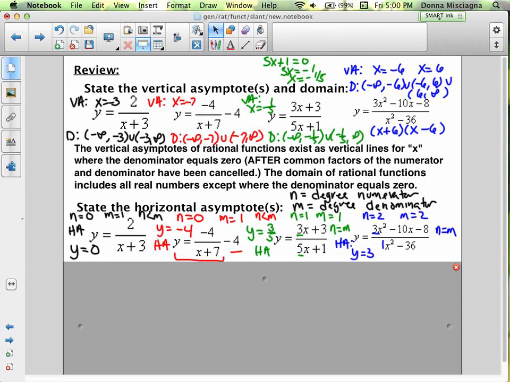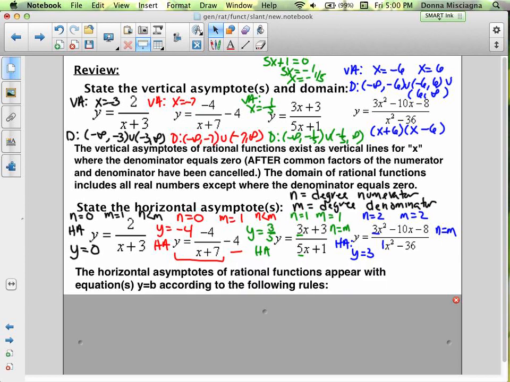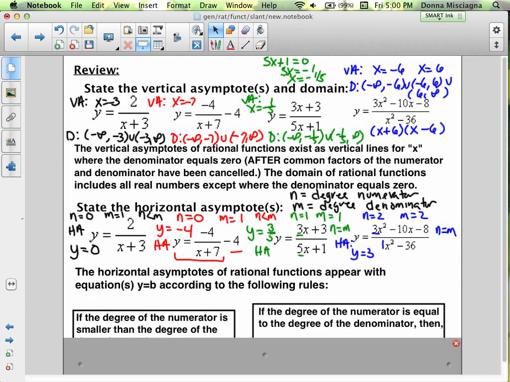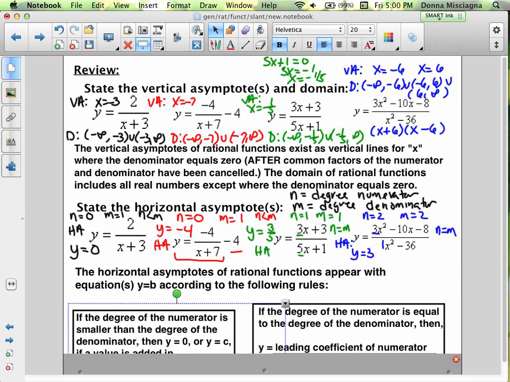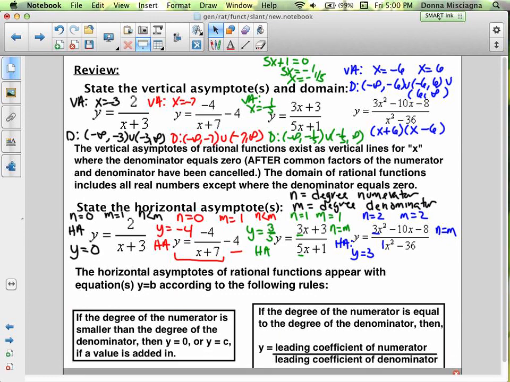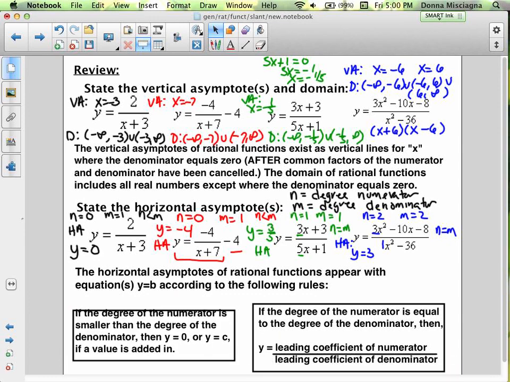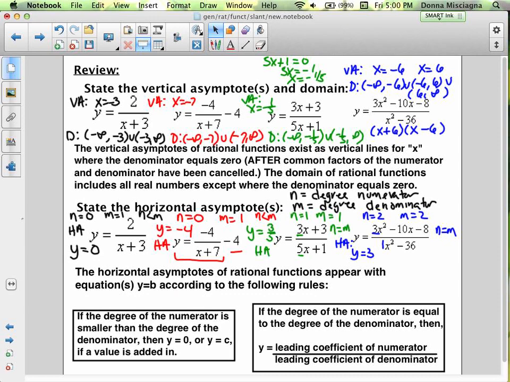So just to review horizontal asymptotes, the horizontal asymptotes of rational functions appear with equations y equals b according to the following rules. Maybe I should just move this up a little bit. Oh, now I think you can see it. So if the degree of the numerator is smaller than the degree of the denominator, then y equals 0, or y equals c if a value is added in. So that's the horizontal asymptote we have for number 1, y equals 0. And then we have y equals c because we added in a value.